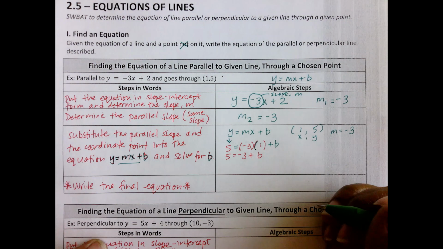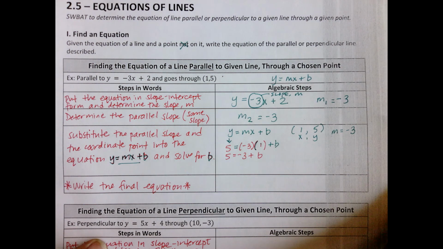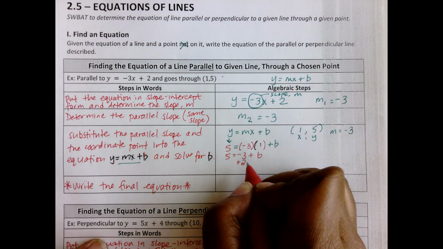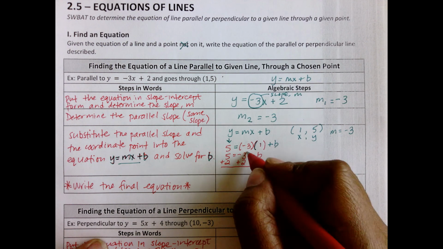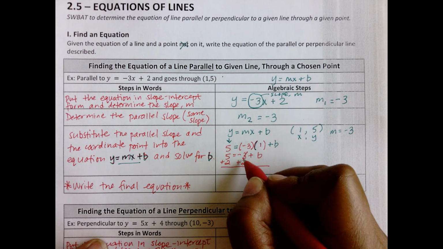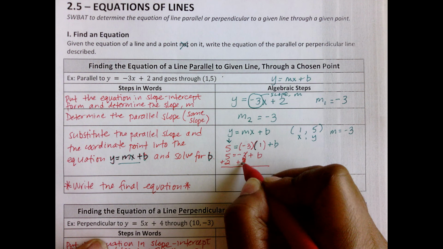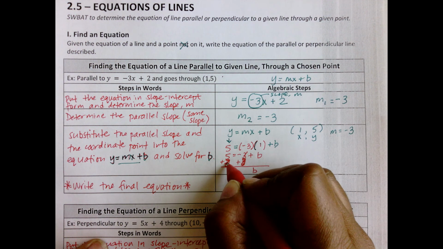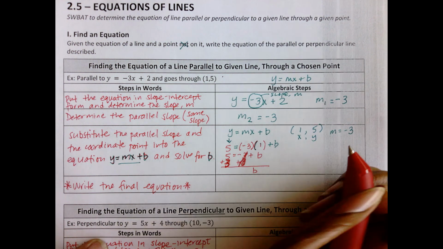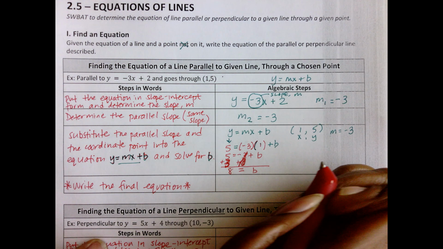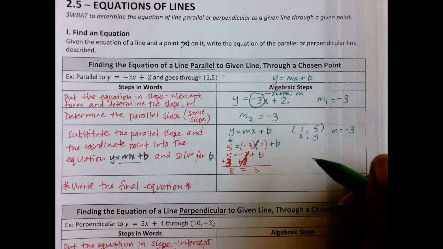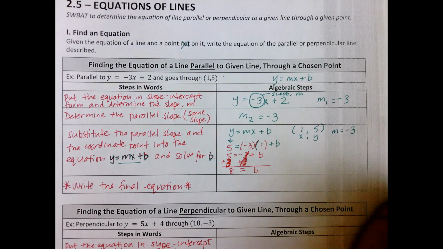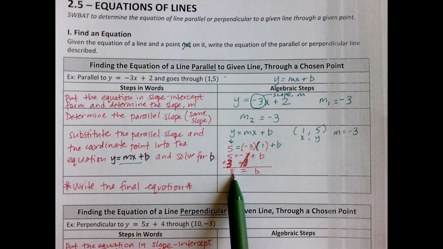Now I have to solve it. I'm going to add 3 to both sides, and that's going to give me an 8. But what does that 8 represent? Well, b, of course, is the y-intercept. So 8 is the y-intercept for the second line.